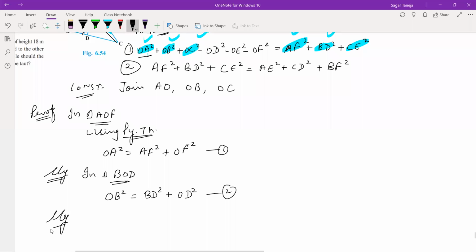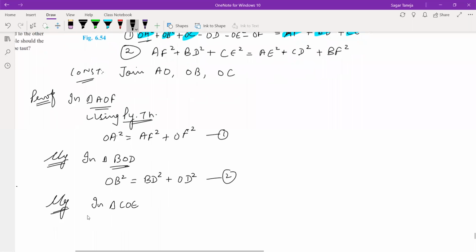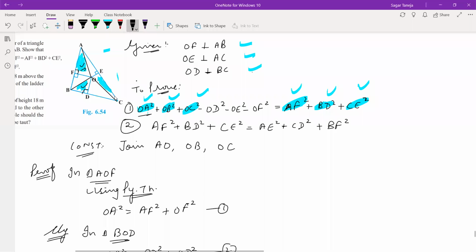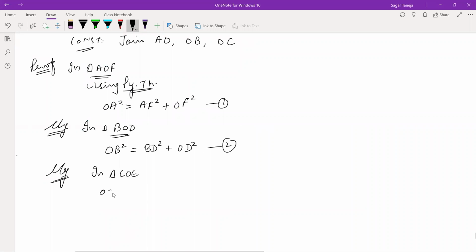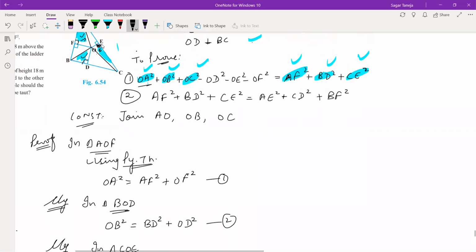Similarly, taking the last triangle which we have marked here, COE. In triangle COE we have CE square. See this, this is 90, so in front of 90 we have OC. So OC is the hypotenuse, so we'll write here OC square is equal to CE square plus OE square.